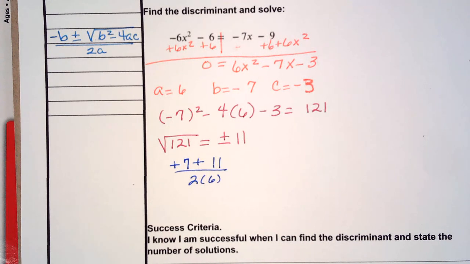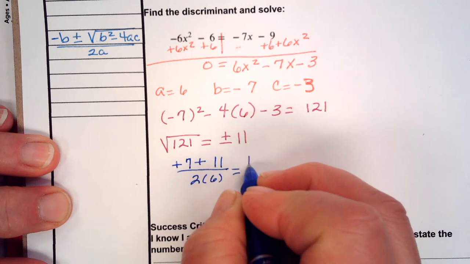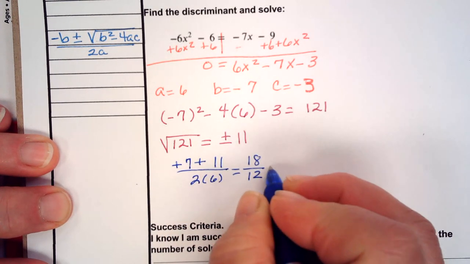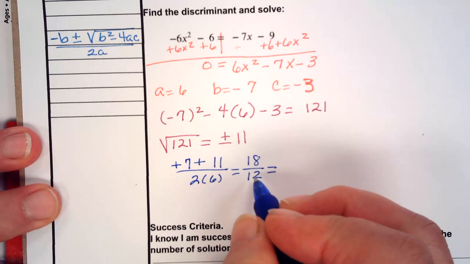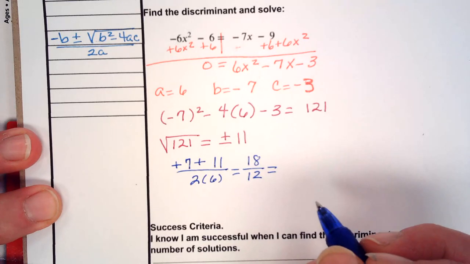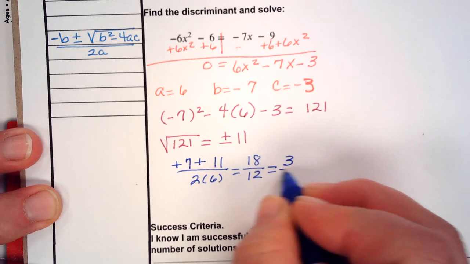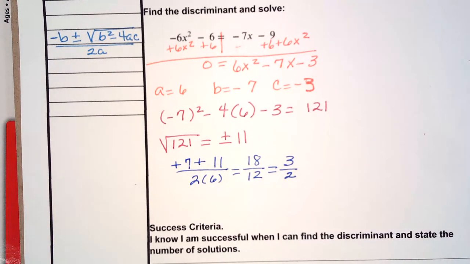Okay, now let's finish it up. 7 plus 11 is 18. 2 times 6 is 12. 18 over 12. We'll simplify to what? Well, we can divide both top and bottom by 6. 18 divided by 6 is 3. 12 divided by 6 is 2. So the first answer is 3/2.